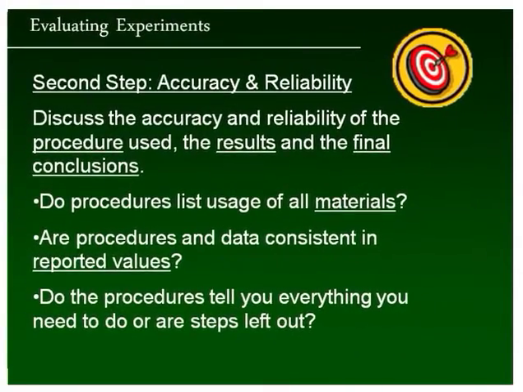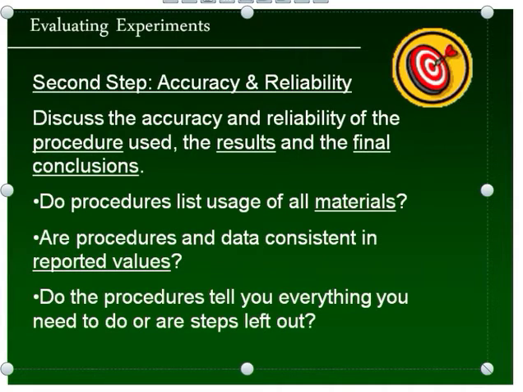The second step is determining if it's accurate and reliable. So you're going to discuss the accuracy and reliability of the procedure used and the results and the final conclusion. So if the procedure is demonstrating that there are multiple independent variables and they're not all kept independent of each other, so if your experiment is invalid in that you have more than one independent variable, then the reliability of your experiment is going to be off.